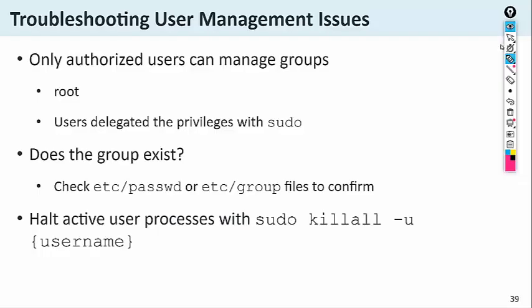Now, if you are managing the users and groups, how will you confirm their existence, the existence of the group and of the users? For user existence, you look into the /etc/passwd file. Alternatively, you can check /etc/group for the information on the groups.